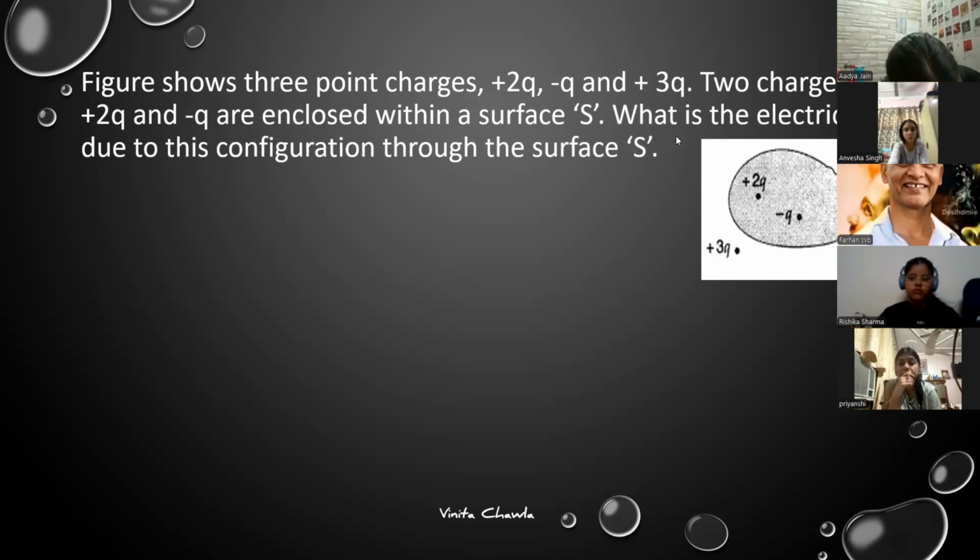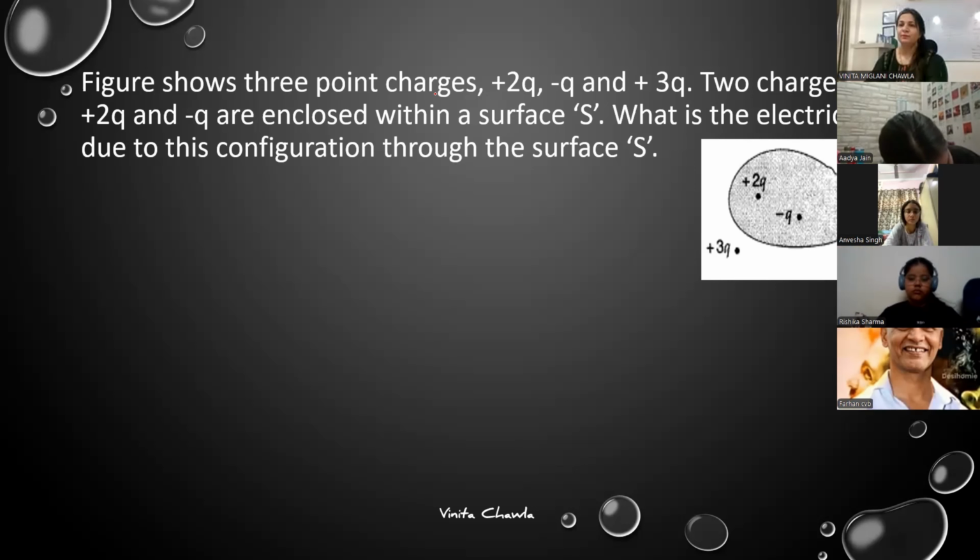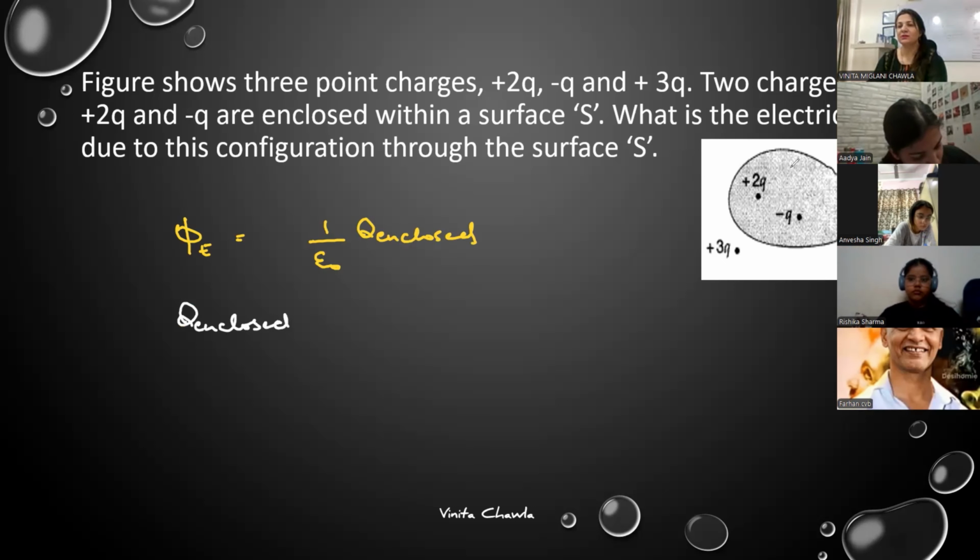No, it won't contribute. Why? Because we only consider the charge that is enclosed inside the surface, right? So again, write the same formula. Phi E is equal to 1 upon epsilon naught times the charge enclosed. And here the charge enclosed is this charge, right? So plus 2q and minus q. So the charge enclosed is q.